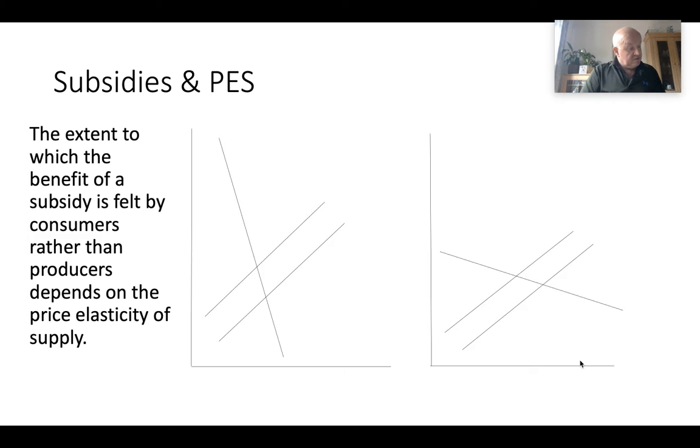So the other thing that we've got to bear in mind also is that there is going to be some sort of principle that we need to bear in mind as far as the producer is concerned. Okay, so again, the extent to which this benefit of the subsidy is felt by consumers rather than producers will depend to some degree on the price elasticity of supply.